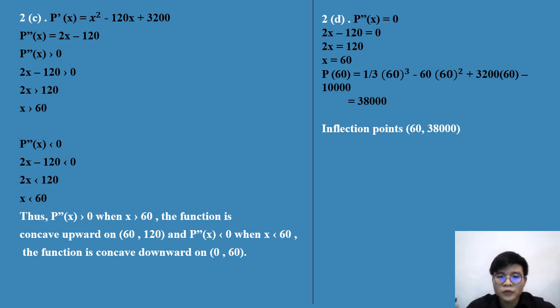For question 2d, we want to find the inflection point. If we want to find the inflection point, we need to find the second derivative and set it equal to 0. We know that 2x minus 120 is the second derivative of the profit function. Setting it equal to 0, we find that x is equal to 60. So we substitute 60 into the profit function. We can know the answer is 38,000, sorry. So we can get the inflection point is 60 and 38,000.